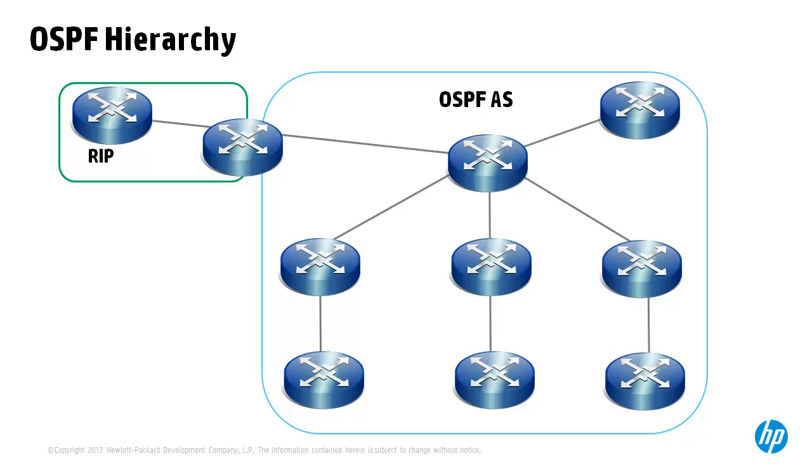Link state routing protocols, such as OSPF, allow for the division of large autonomous systems into smaller groupings called areas. In this example, we have a RIP router connected to a router running both RIP and OSPF. So RIP is connected to the OSPF autonomous system. The routers within OSPF are under a common administrative domain. In other words, they are part of the same autonomous system.